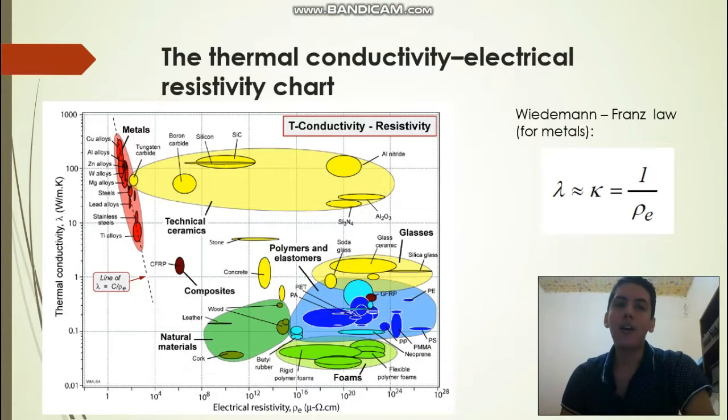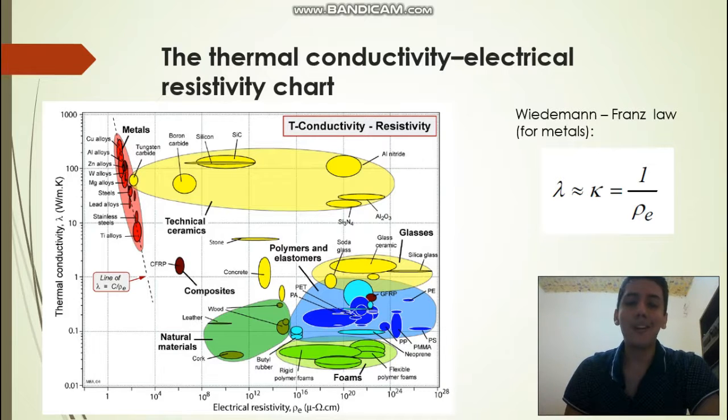Hi everybody, I'm going to explain the thermal conductivity electrical resistivity chart. The thermal conductivity represents the heat transfer per surface value and per second when a specific thermal gradient is applied. On the other side, electrical resistivity is the capacity to not let the electrical current flow.